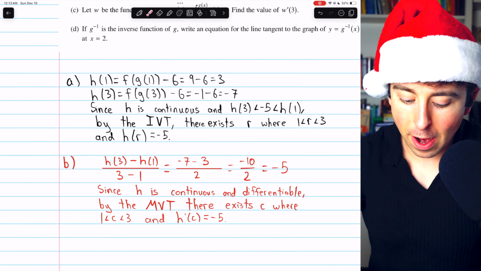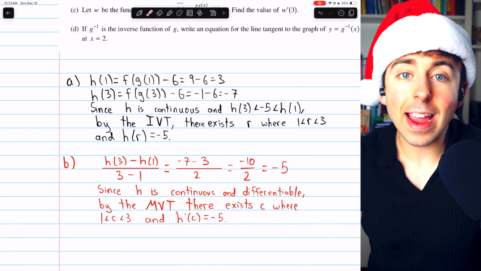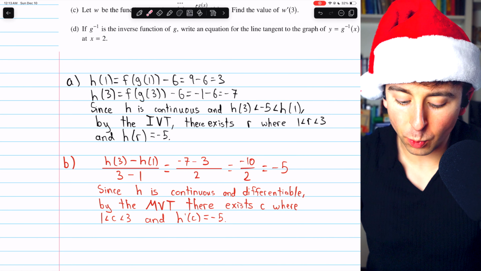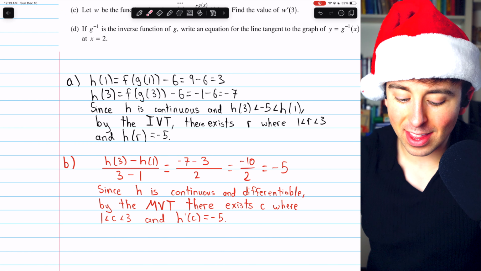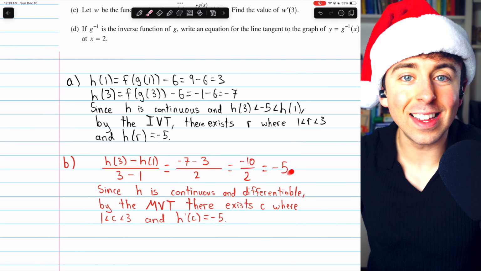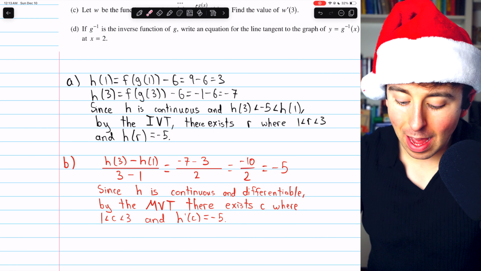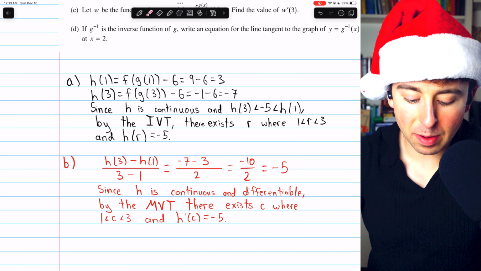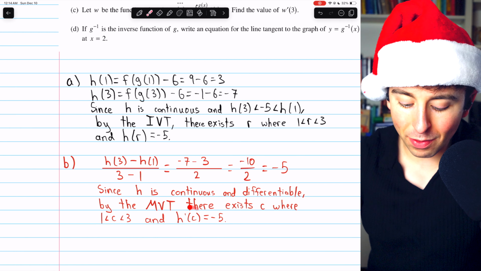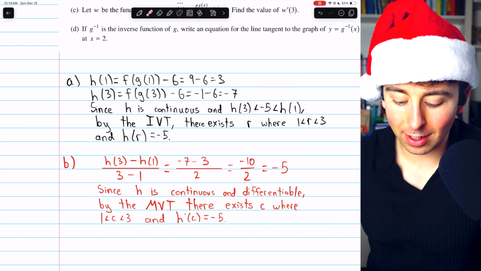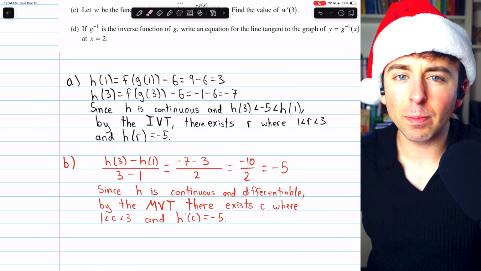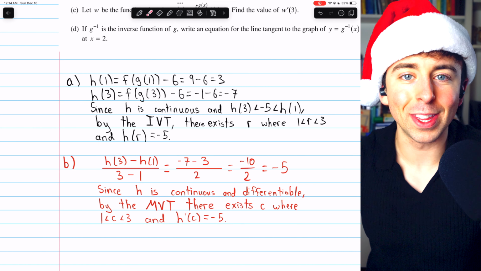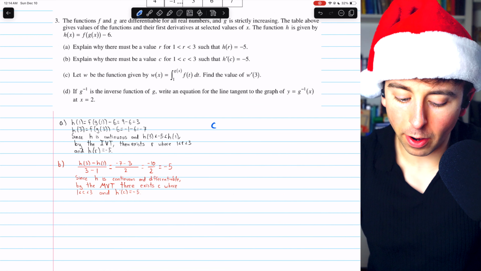Look at that. And there is our conclusion. Since h is continuous and differentiable, we can use the mean value theorem, the MVT, which tells us since the average rate of change of h over this interval from 1 to 3 is -5, that means that there must exist a point c between 1 and 3 where the derivative of h at c is exactly -5. The instantaneous rate of change at some point must equal the average rate of change over the interval. All right, moving on to part C.